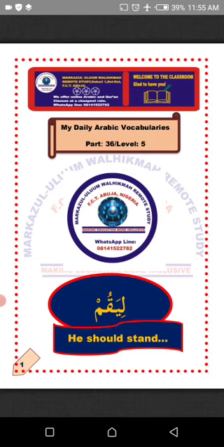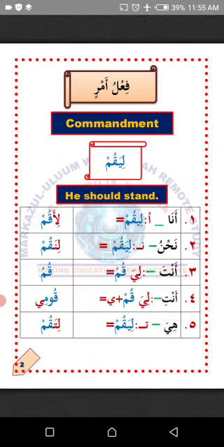Happy listening. We are going to learn from this lesson how to change the Arabic verb liyakum to suit certain pronouns in Arabic. Fi'lu amr, commandment. We are going to learn how to instruct others to do something in Arabic using different forms of verbs. The question is, how do we change the verb liyakum to suit the pronouns below?